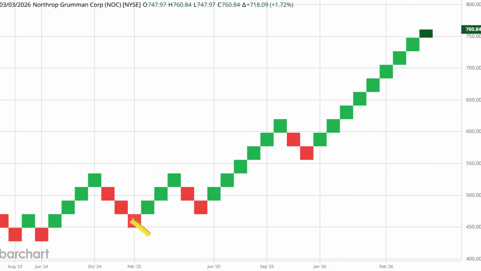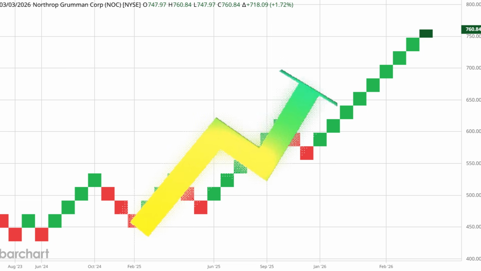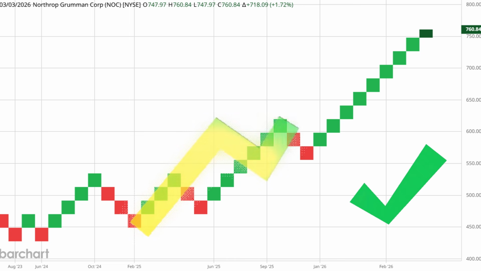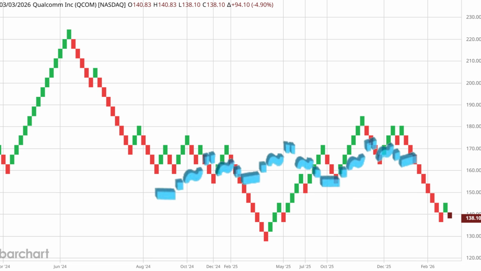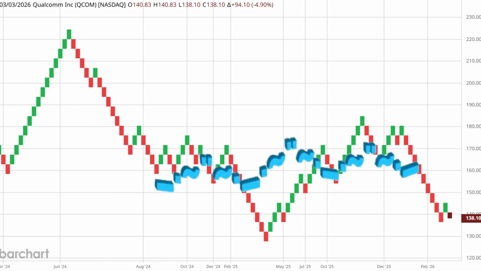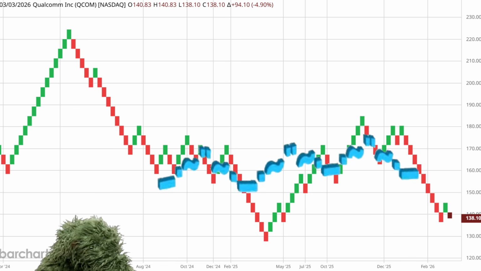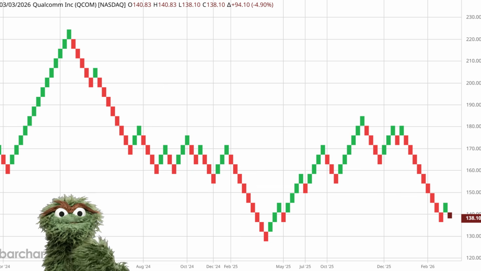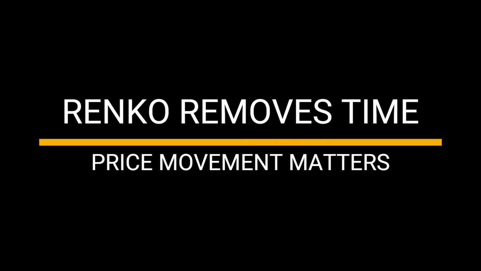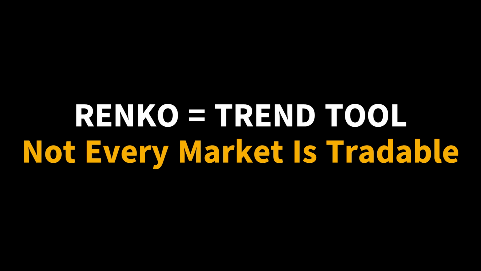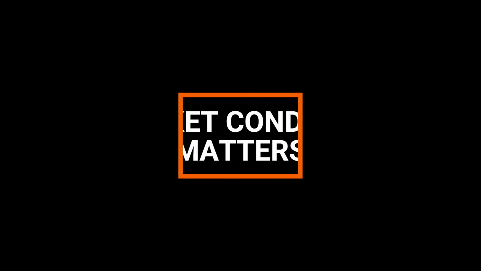Renko is a trend tool. It is not a magic tool that works in every environment. Renko removes time and focuses on price movement. That works beautifully when price is moving with direction. But when price is rotating sideways or snapping up and down quickly, Renko can feel frustrating. So I want to break the market into three simple environments: trending, ranging, high volatility whipsaw. If you can classify which one you are in, your trading improves immediately.